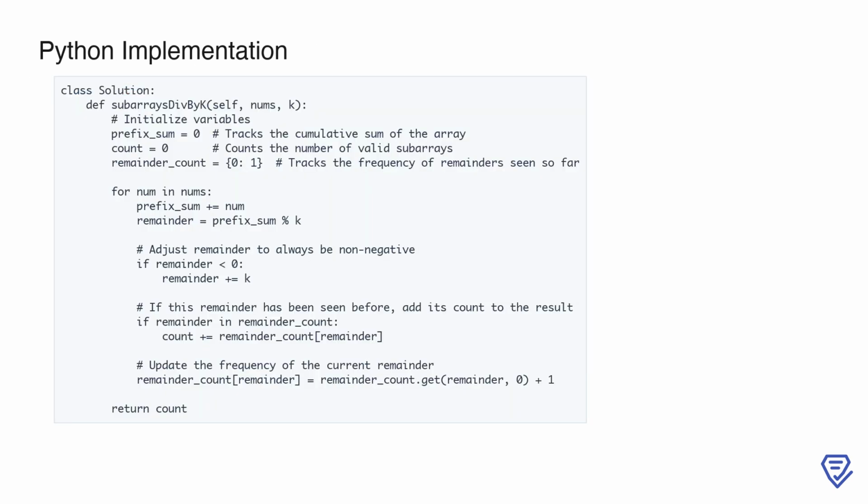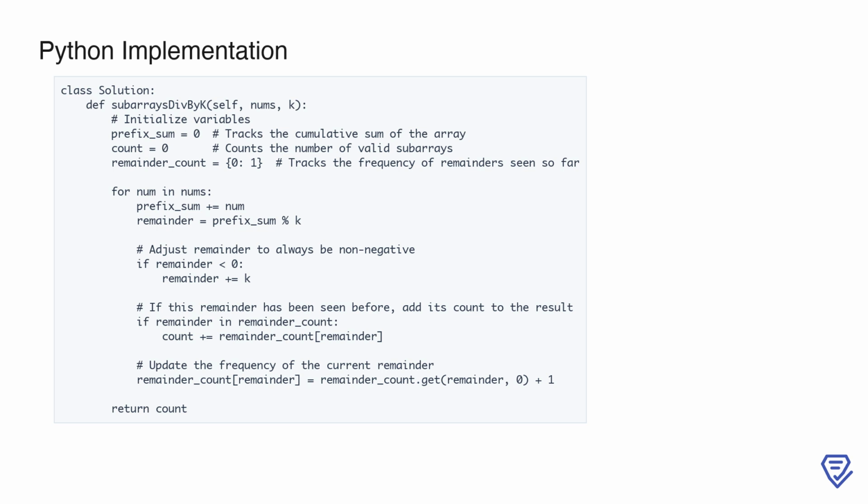This solution efficiently solves the problem using a prefix sum and a hash map to track remainders. Here's how it works. 1. Initialization. We start by initializing 3 variables. prefix_sum to keep track of the cumulative sum of the array as we iterate through it. count to store the total number of valid subarrays we find. remainder_count, a dictionary initialized with 0: 1, to track how many times each remainder is encountered. This helps identify subarrays whose sums are divisible by k.